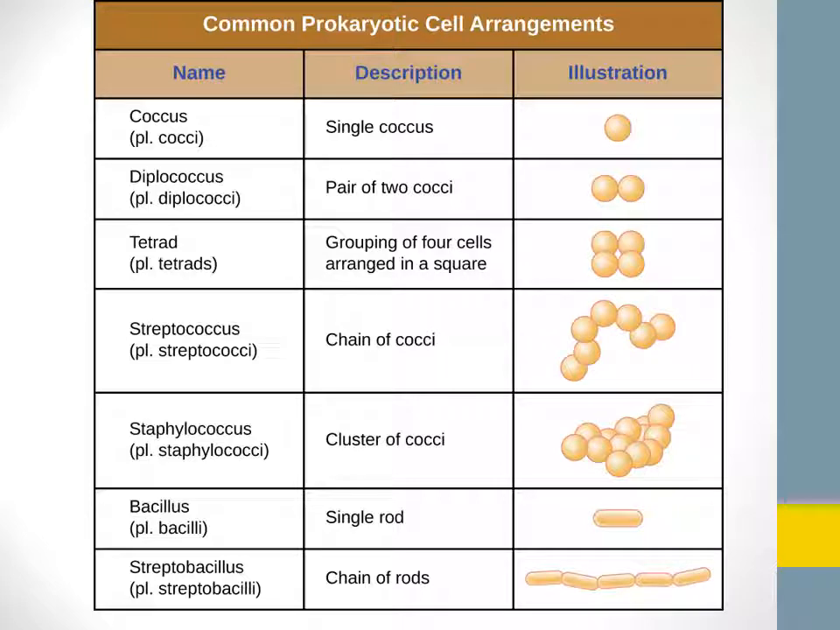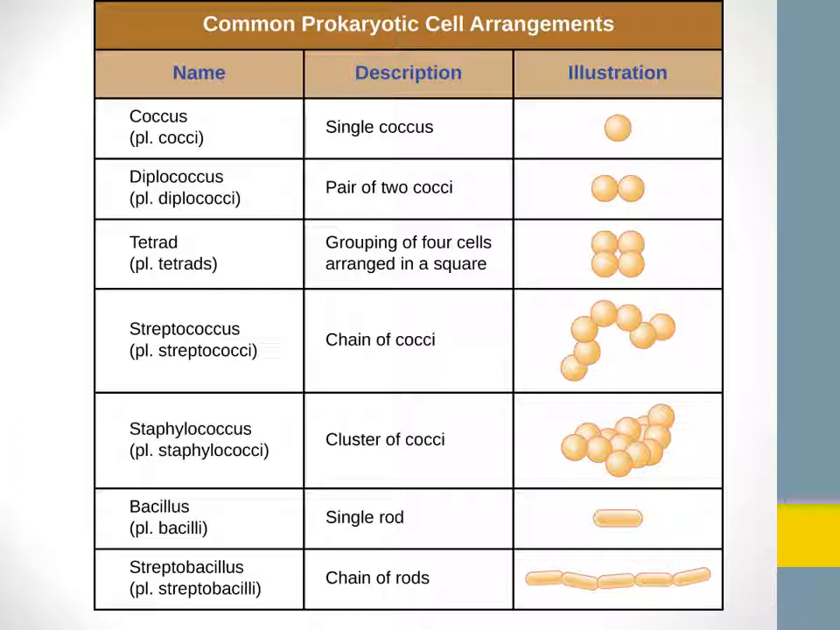All right, on this slide, we have some different shapes and some different arrangements. If you look at the illustration column, you can see that we have 2 different types of shapes: circles and rods. The circles are known as cocci, coccus for 1, cocci for 2. They can bind together. On their outside surfaces, they'll interact with each other, and so they'll be stuck together. They can form different arrangements, which is how many of them come together and what shape they form when they come together.